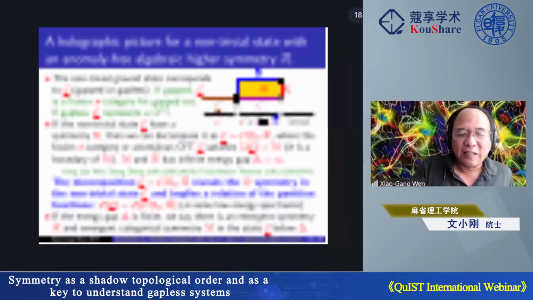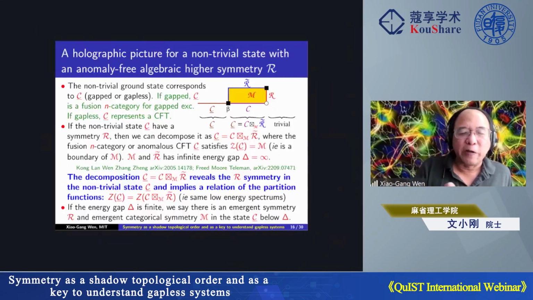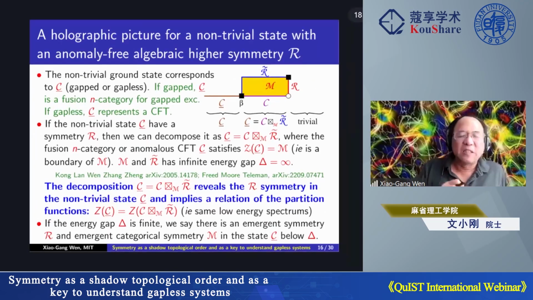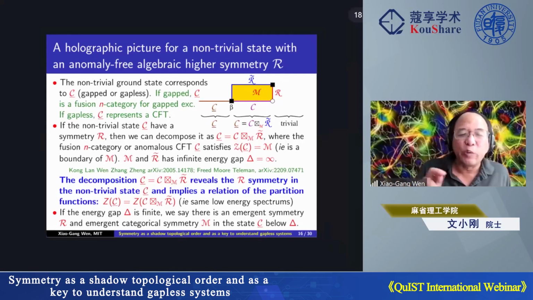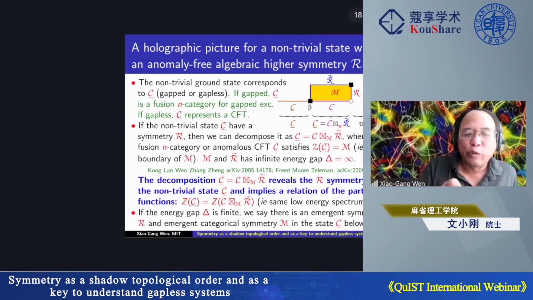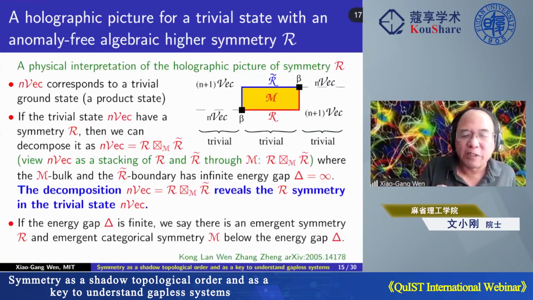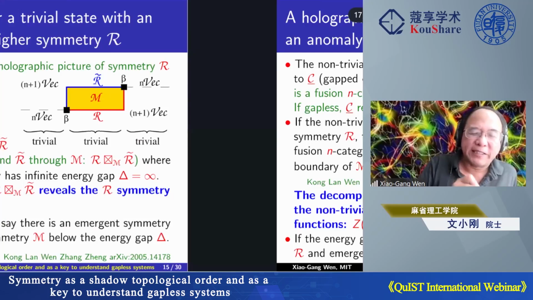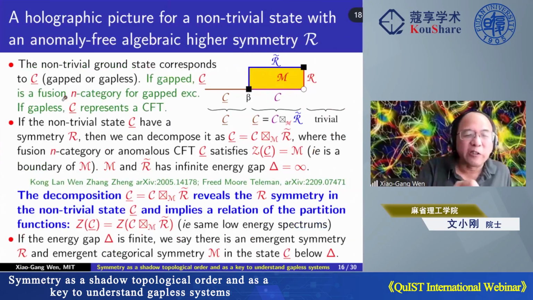And that picture is actually very important because it can be generalized to any state. Here we consider a product state, and we try to test whether a product state has a symmetry or not. We can start with any state, like a topological or gapless state, topological order or gapless, in any state.